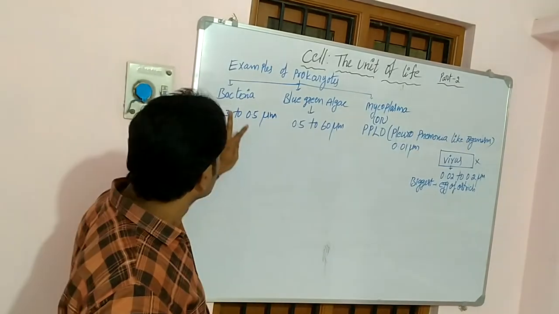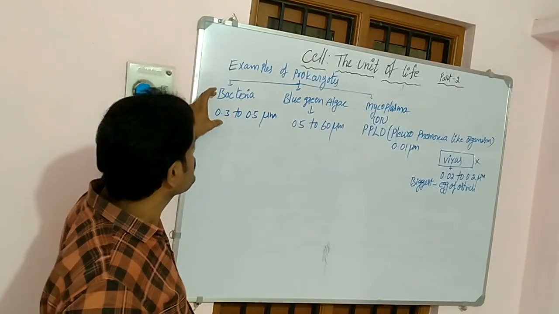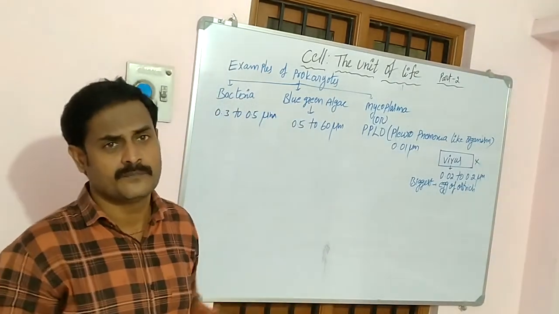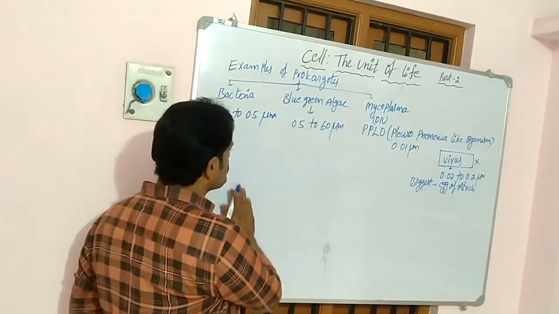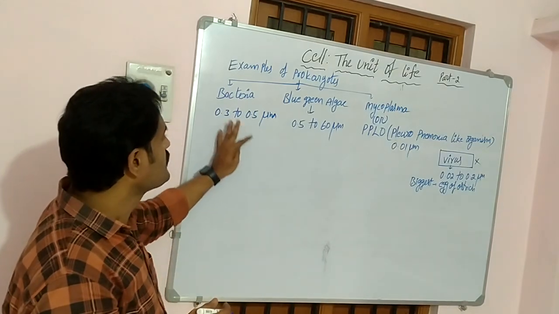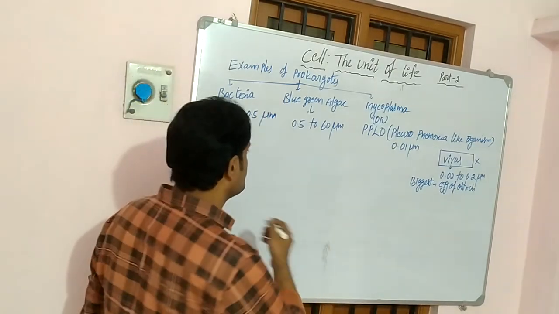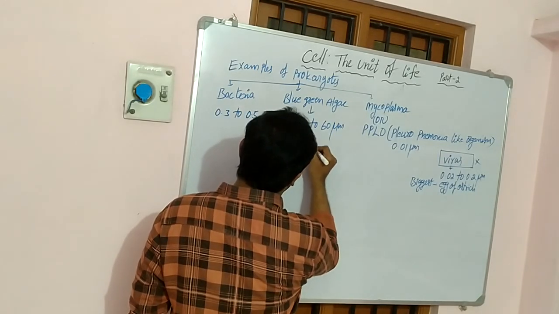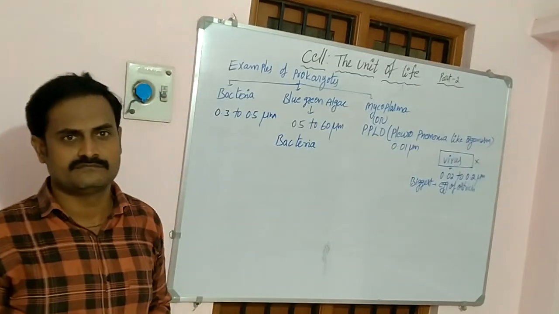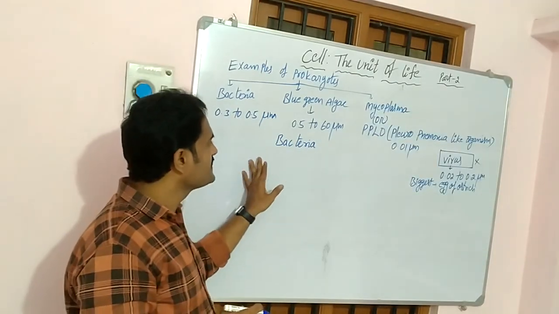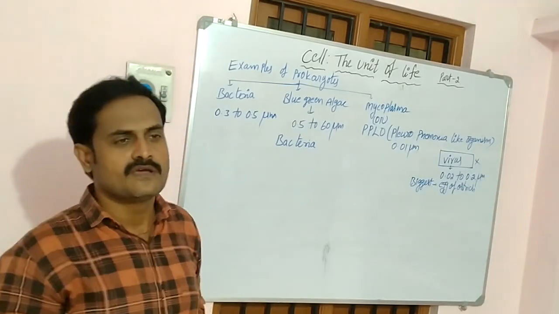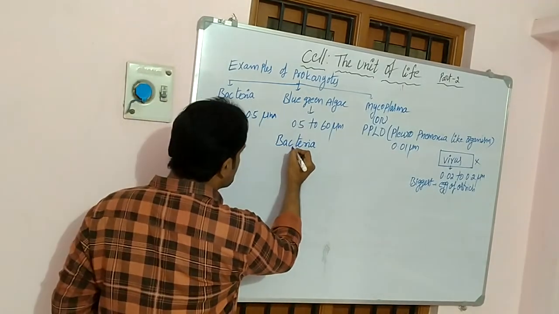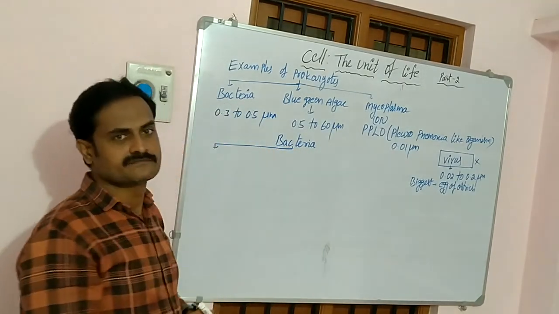Okay, now in this chapter, first we are going to discuss bacteria. Bacteria is the best example of a prokaryote. So in this chapter we are going to discuss information about bacteria. First, all bacteria are not of similar shape. When we observe bacteria under the microscope, all bacteria are not similar. They have some unique shapes.